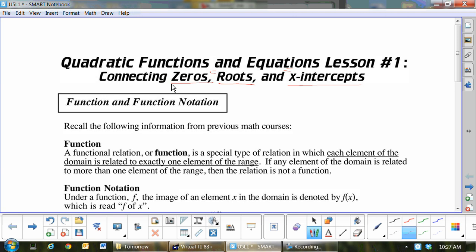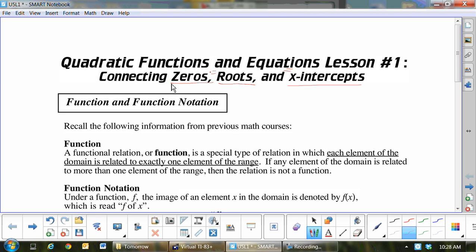Does anybody remember from last year what a function is? No one? You remember the word? What was that thing that you could do to see if it passed, if it was a function? Remember how you drew that line? Remember the vertical line test? Do you remember that? Now, here's what a function is.